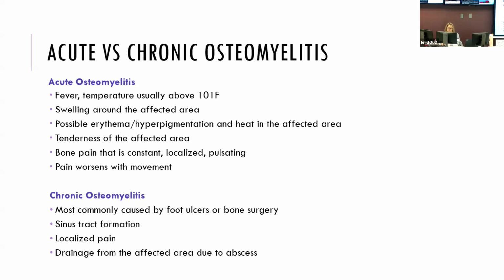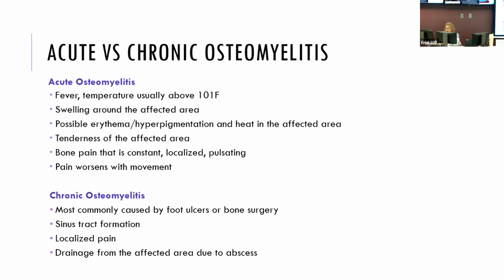And then there's acute and there's chronic osteomyelitis. So with acute, you'll see a fever usually above 101. There can be swelling around the affected area. You can see signs of what you would consider cellulitis, redness, hyperpigmentation, and warmth in the affected area. It can be tender. And the bone pain is usually constant. It's localized to where the infection's at, and it's a pulsating pain. So if someone's hurting real bad, I don't know if you've ever heard, like, I can feel my heart beating in it, like it's pulsating because it hurts so much. And it worsens with movement.